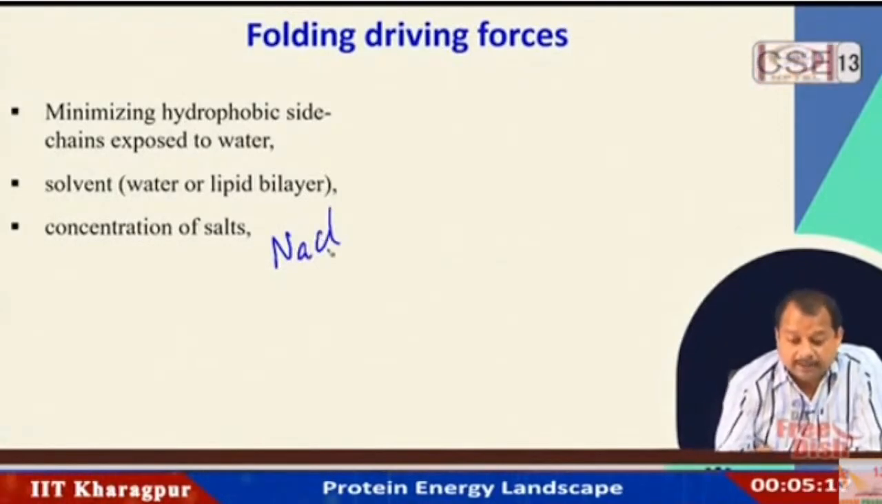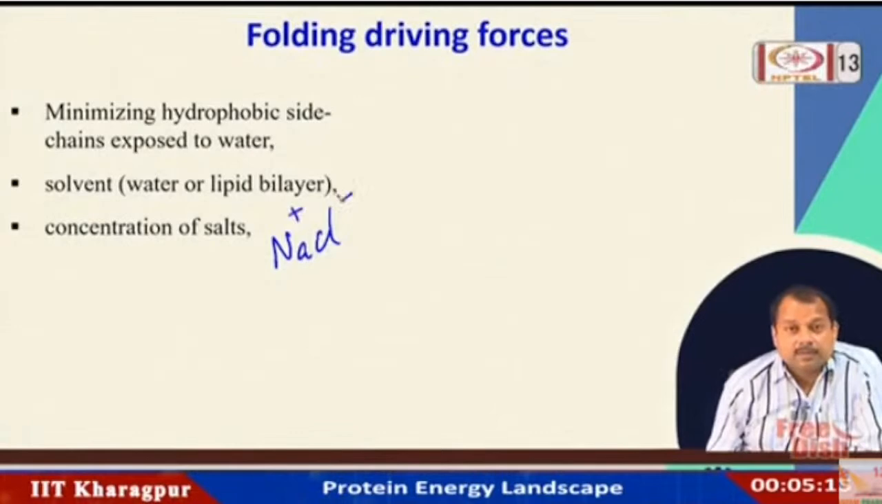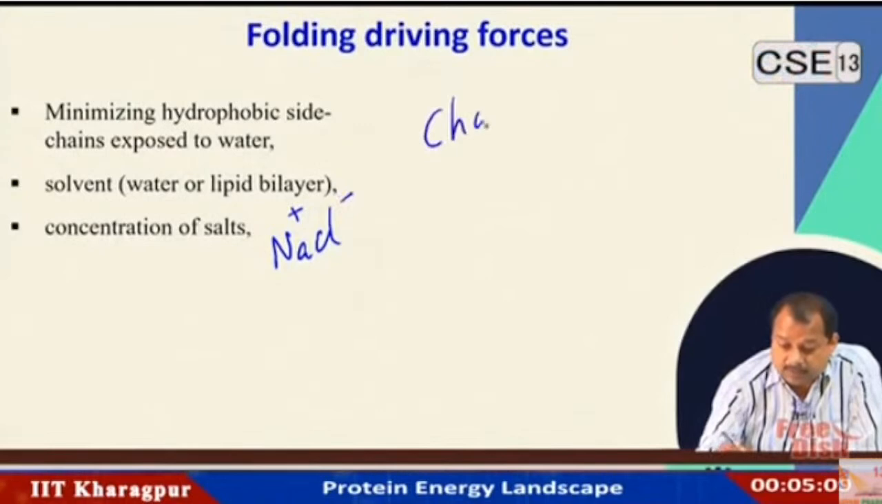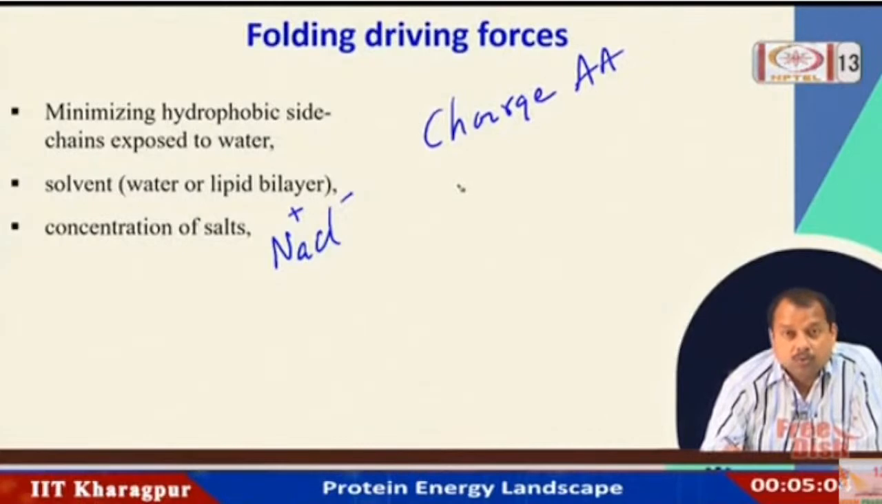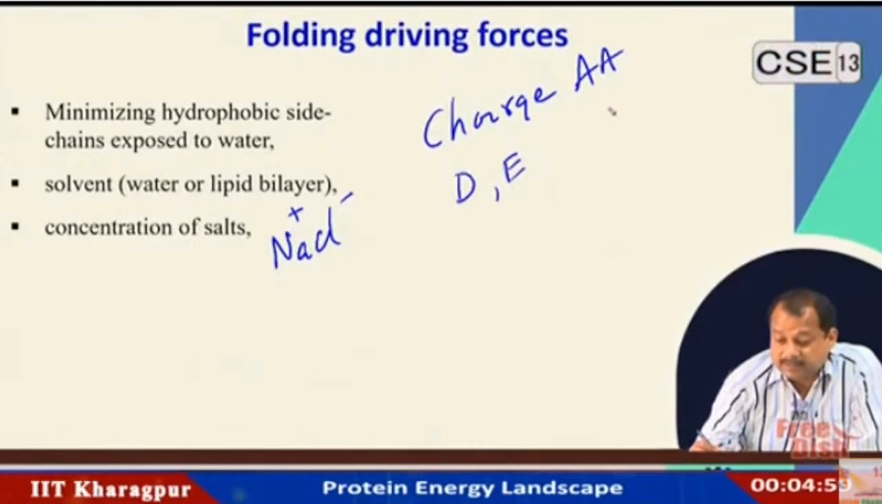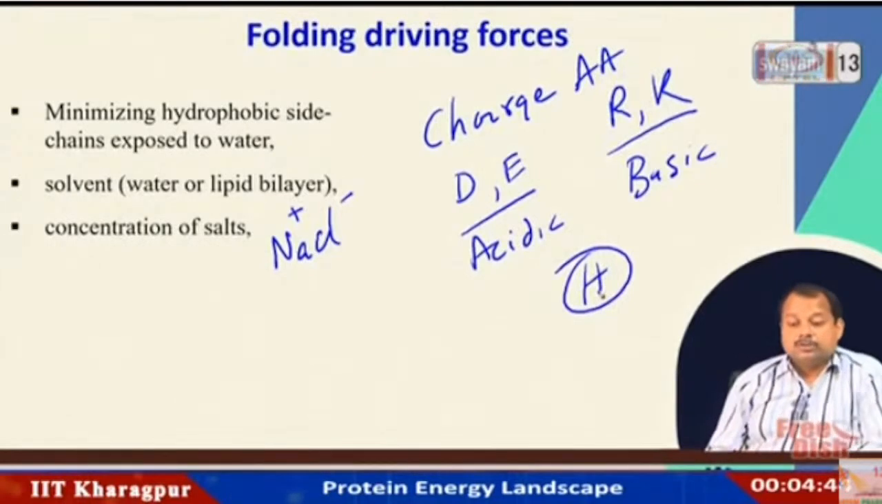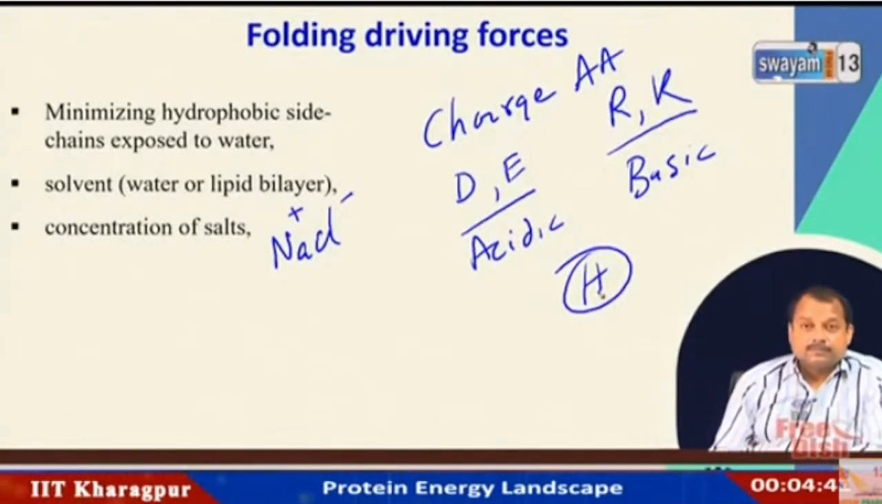So, it will contribute Na and Cl. Now, all the charged molecules, who are the charged amino acids? One is aspartic acid, glutamic acid, arginine and then K. These are basic and these are acidic. Sometimes H or histidine is also considered as basic.